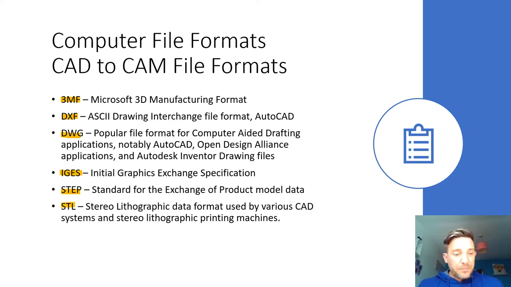The final one, and the one that's used predominantly in 3D printing, is an STL file, which is a stereolithographic data format. Again, this doesn't create things in line geometry. This will actually break the model up into tiny little triangles, and you'll see a little snippet of that when we come into doing a little video of a process for doing 3D printing in a moment.